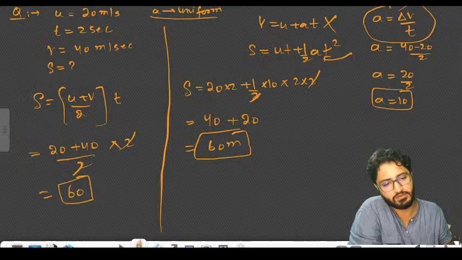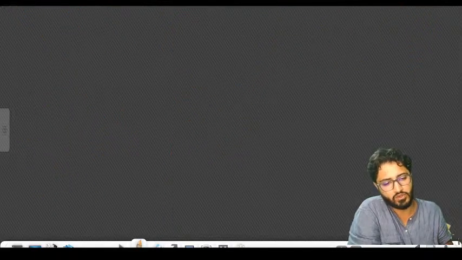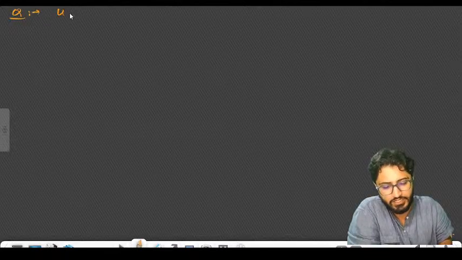Okay, one more numerical. Be quick. One more numerical. Particle's initial velocity is 10 meter per second. It covers distance 300 meter. Then its velocity becomes 20 meter per second.